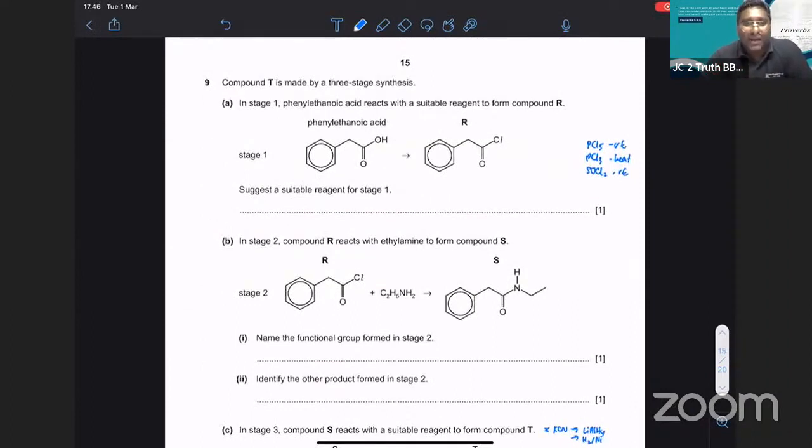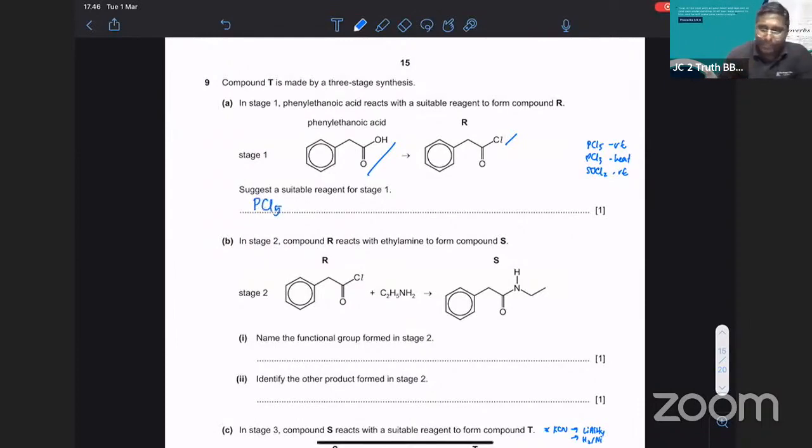Okay, in stage number 1, phenylethynoic acid reacts with a suitable reagent to form compound R. So if I look at this, it's going to be carboxylic acid. Then you have the acyl chloride. How do you change carboxylic acid to acyl chloride? You can actually react with PCl5, PCl3, SOCl2, up to you. So maybe I will react with PCl5.